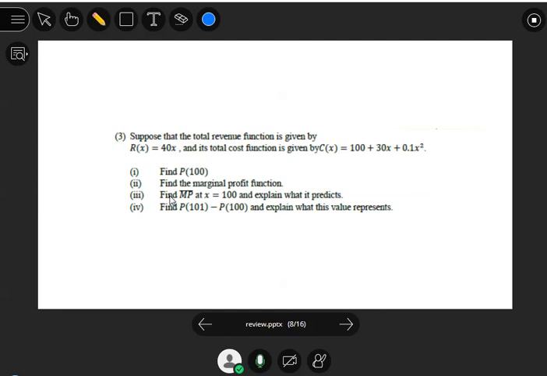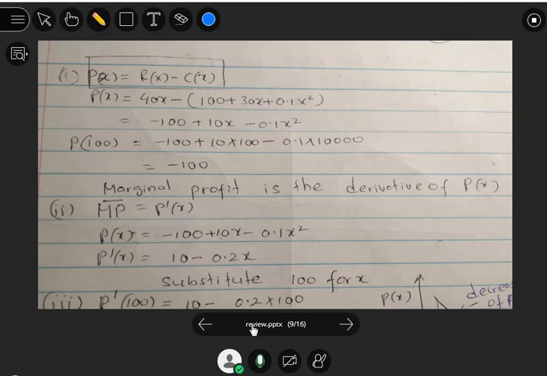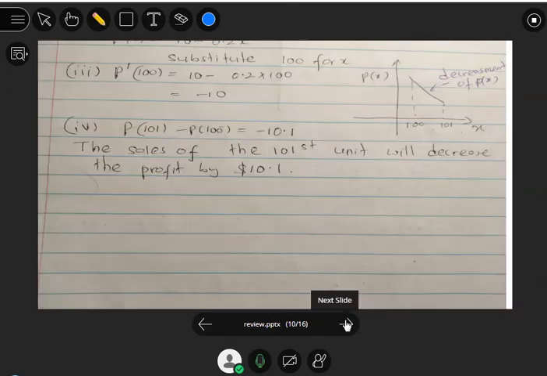In the third part, it is asking to find the marginal profit at x equals 100 and explain what it predicts. So you need to find the marginal profit when x is equal to 100. The only thing you need to do is substitute 100 into the marginal profit. So it is 10 minus 0.2 times 100. So it becomes negative 10.